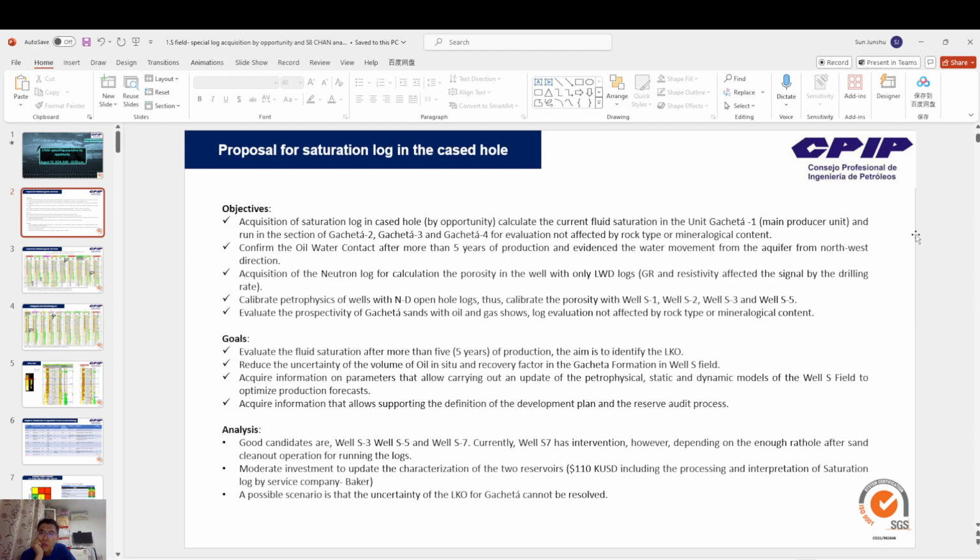3. Acquisition of the neutron log for calculation of the porosity in the wells with only wireline dual logs, which include gamma and resistivity affected by the signal from the drilling rate. 4. Calibrate petrophysics of the wells with neutron open hole logs. Thus, calibrate the porosity with well S1, well S2, well S3, and well S5.